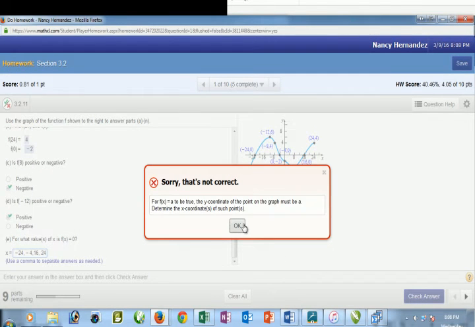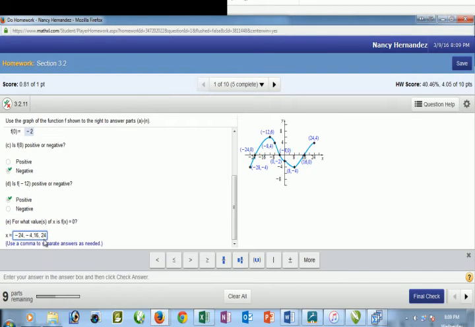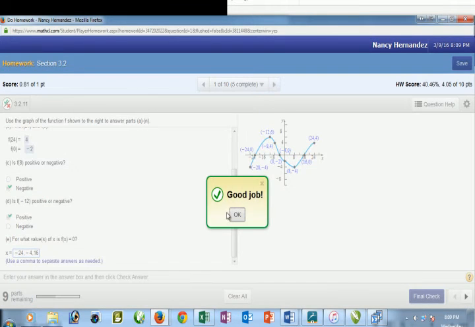Uh-oh, still missed. What am I missing? I got -24. I got -4. I've got 16. And 24 is not an x-intercept. What am I thinking? That's it now. Cool. It's okay to be wrong.